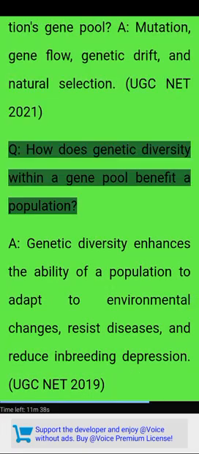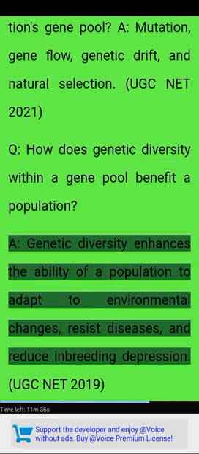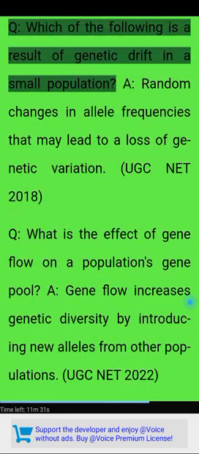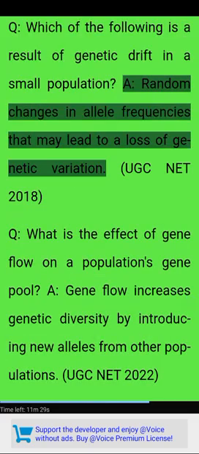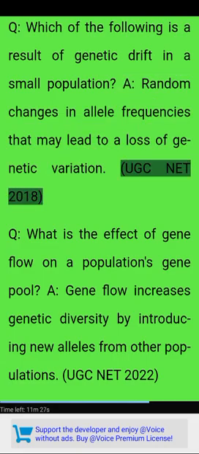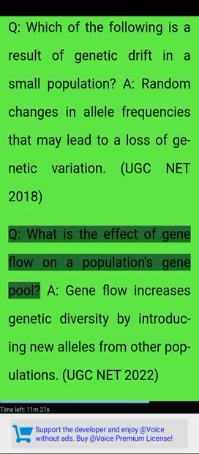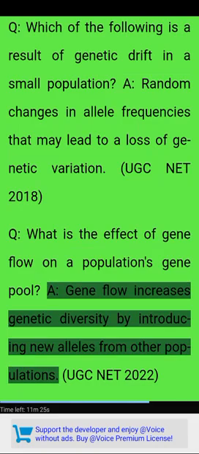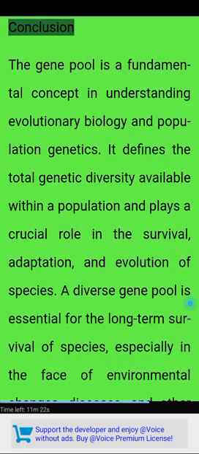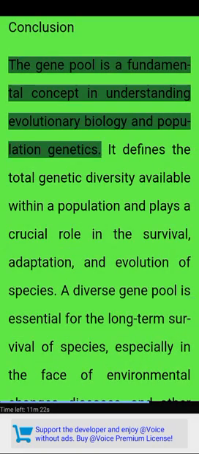UGC-NET 2021. Q. How does genetic diversity within a gene pool benefit a population? Genetic diversity enhances the ability of a population to adapt to environmental changes, resist diseases, and reduce inbreeding depression. UGC-NET 2019. Q. Which of the following is a result of genetic drift in a small population? Random changes in allele frequencies that may lead to a loss of genetic variation. UGC-NET 2018. Q. What is the effect of gene flow on a population's gene pool? Gene flow increases genetic diversity by introducing new alleles from other populations. UGC-NET 2022. Conclusion. The gene pool is a fundamental concept in understanding evolutionary biology and population genetics.